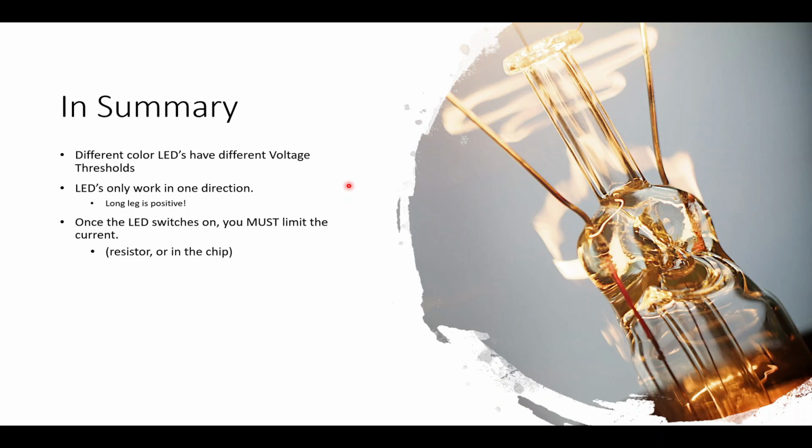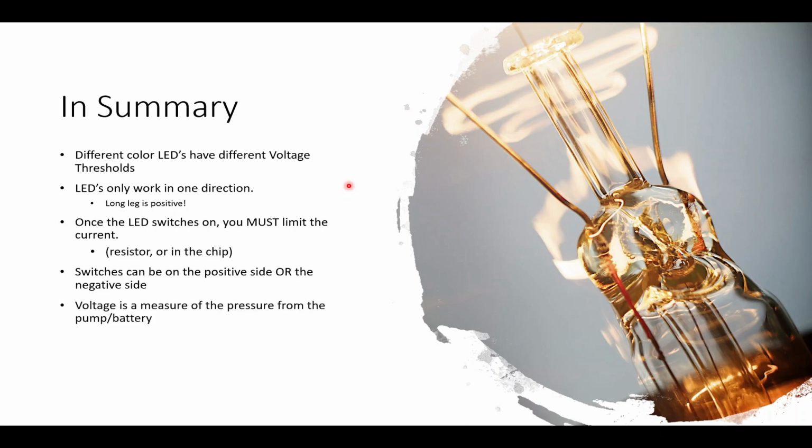Once the LED switches on, so once you've got enough voltage, you must limit the current. Otherwise, they just look like a piece of wire that drops a certain voltage. And if you drive too much current through there, you're going to make it blow up. Not badly, it'll fizzle and not work anymore. Switches can be on the positive side or on the negative side, so before the LED or after the LED. Remember that voltage is a measure of the pressure from the pump, if you think of it as water, or the battery. Current describes how much flow there is, and resistance measures the resistance to the voltage.